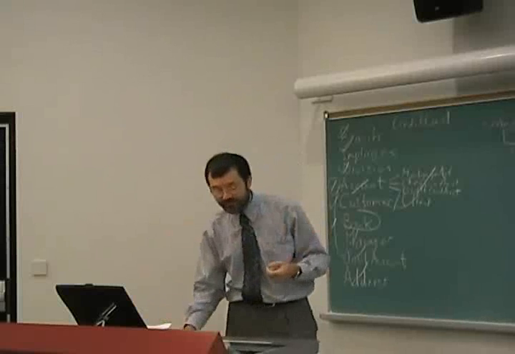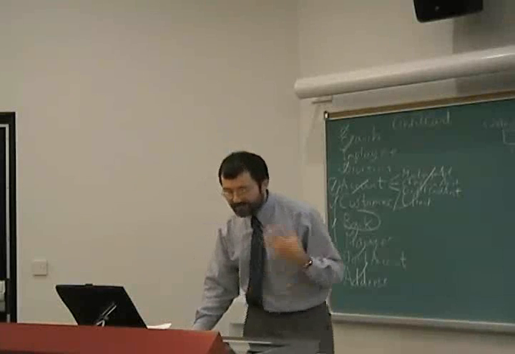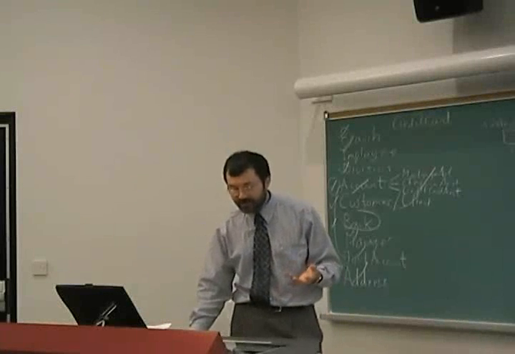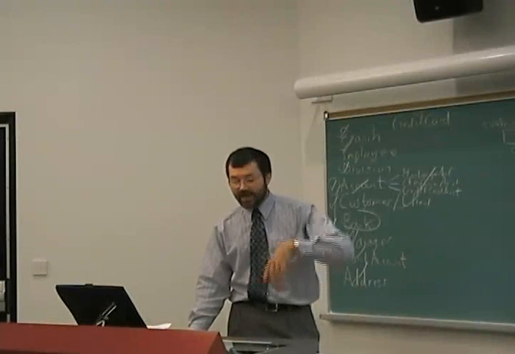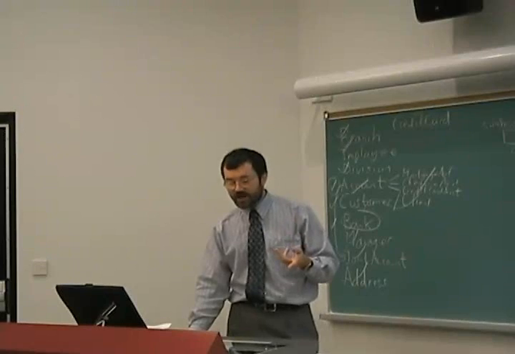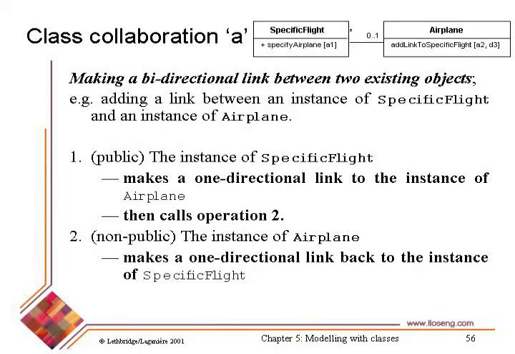So we're going to have two methods. We're going to have our main specify airplane method, public, which makes a one-directional link to the instance of airplane. And then it's going to call airplane's add link to SpecificFlight, which is going to make a link back from airplane to SpecificFlight. So each class modifies its own data. The airplane's add link to SpecificFlight is private. It should only be called by specify airplane.